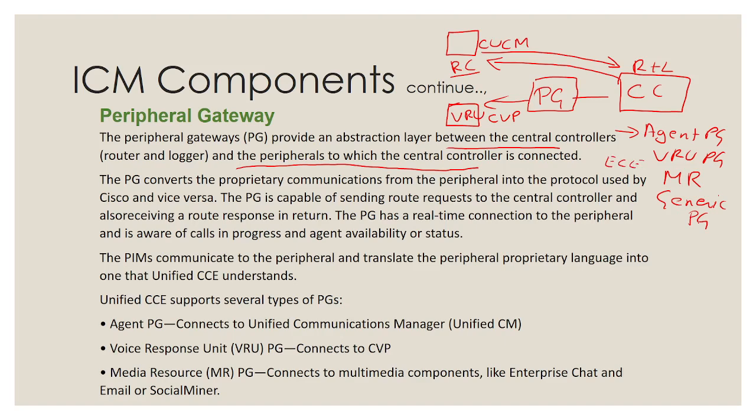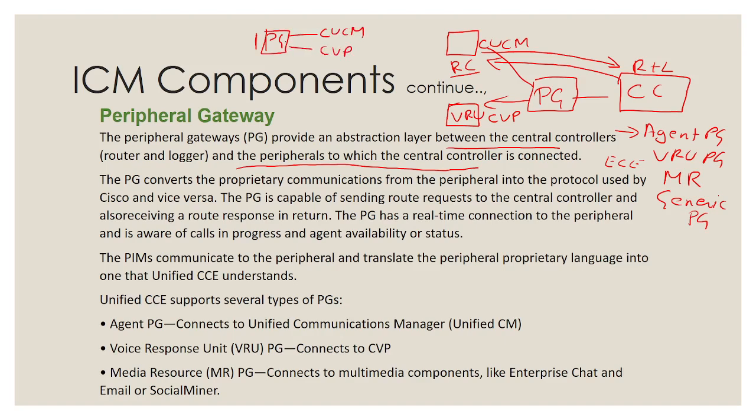Generic PG is a special kind of PG where in a single PG you can connect to both CUCM and the CVP. A single PG can connect to the same type of peripherals. Like if you have a PG configured for ACD, like agent PG, it can connect to the ACDs only. You cannot connect the agent PG with the CVP.